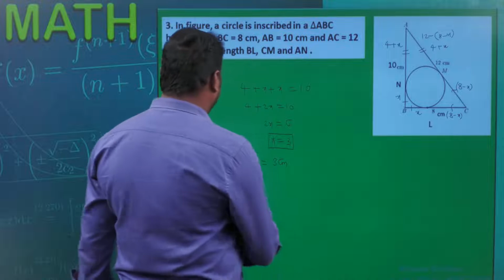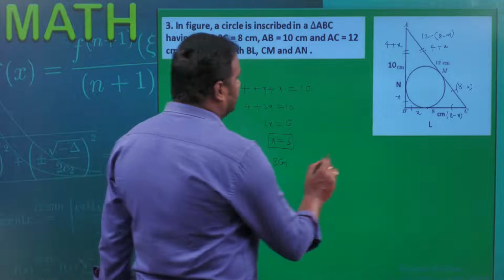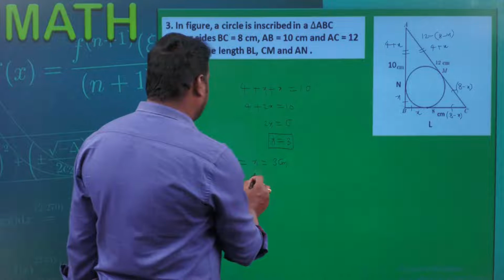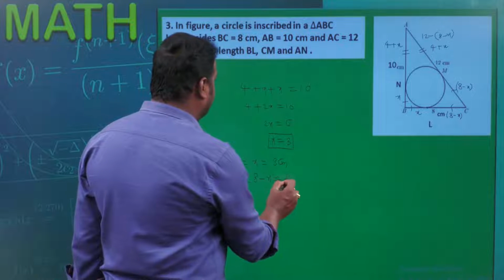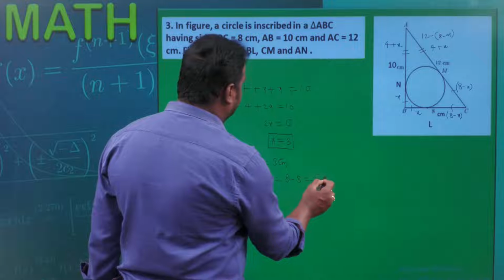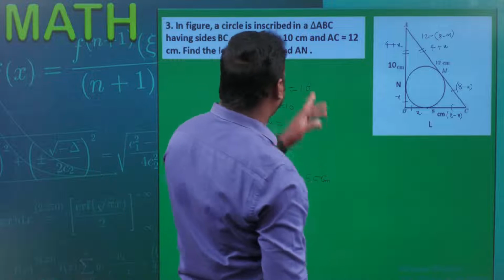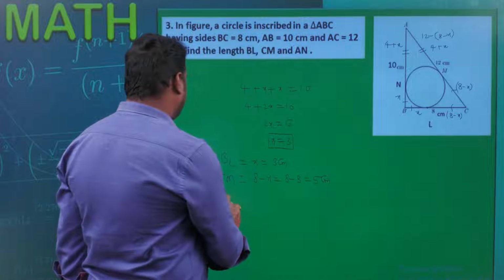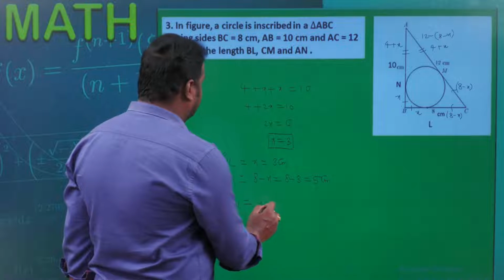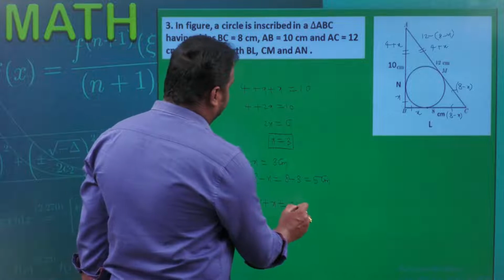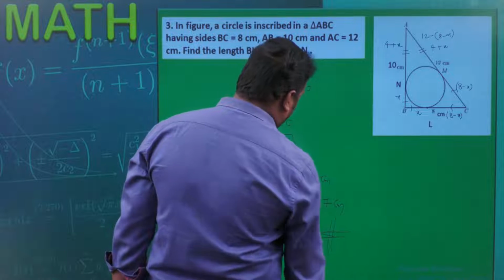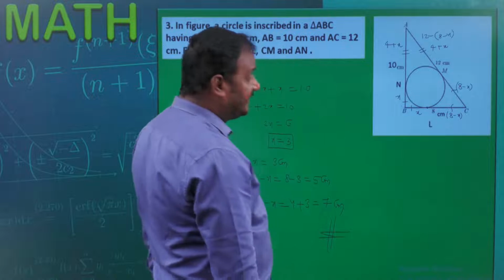And then we want CM. CM is equal to what? CM is 8 minus x. 8 minus x is equal to 8 minus 3, which is equal to 5 centimeters. And next one is AN. AN is equal to 4 plus x. That is 4 plus 3 is equal to 7 centimeters. So this way we can answer this problem easily.